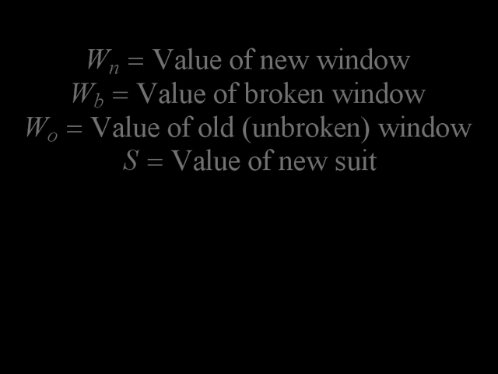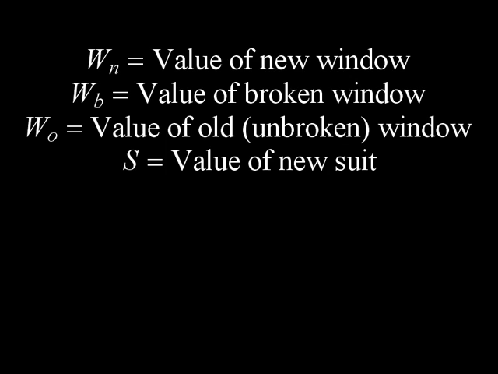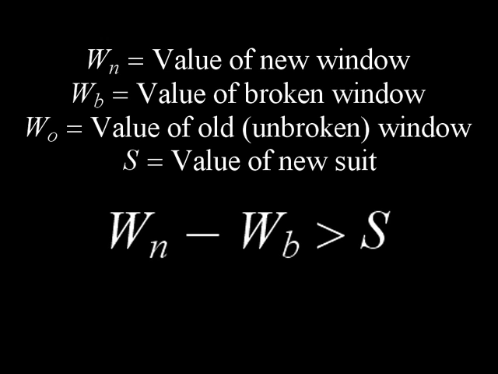But you never see that. You never see the lost suit. You never see what would have been done with the money. We can actually show this mathematically. Let's look at the value of a new window minus the value of the broken window. That is greater than the value of the new suit. That is why the business owner is going to spend the money to fix the window and decide not to get the new suit after all.